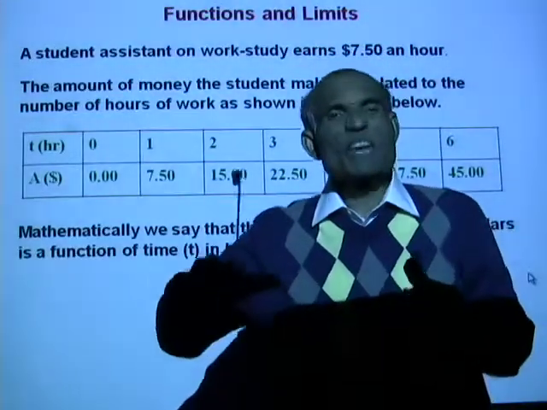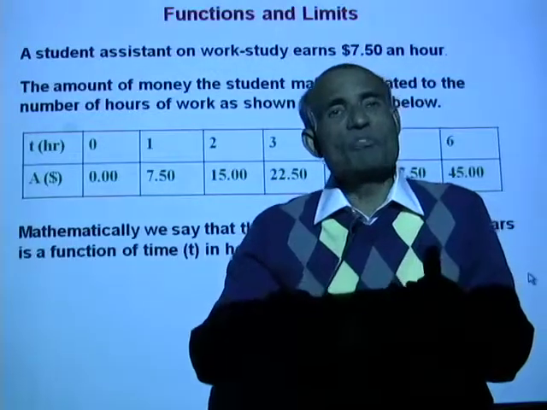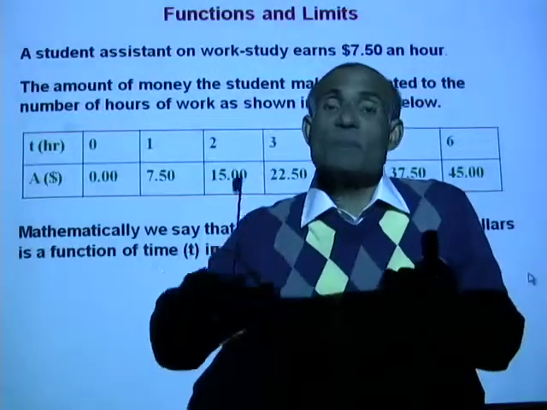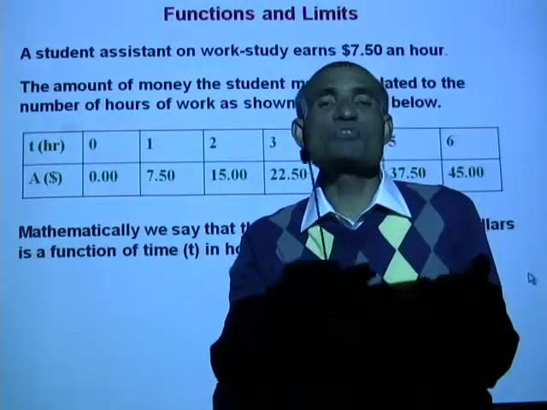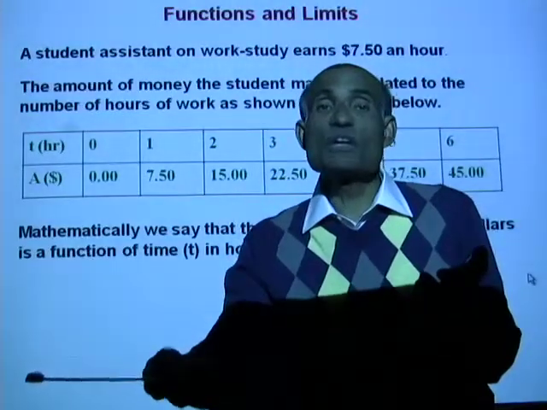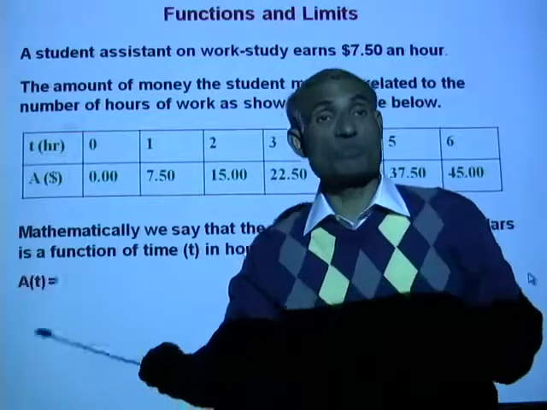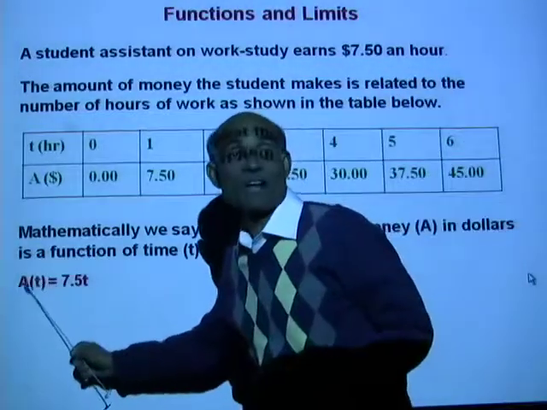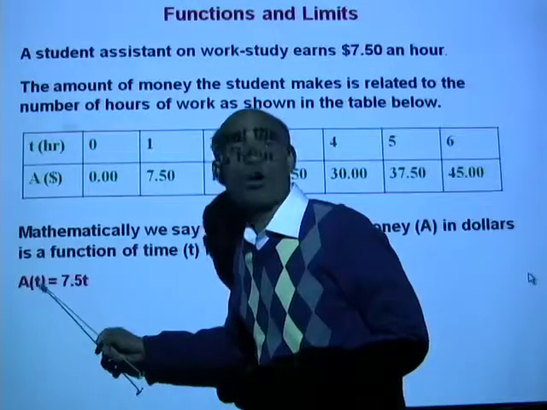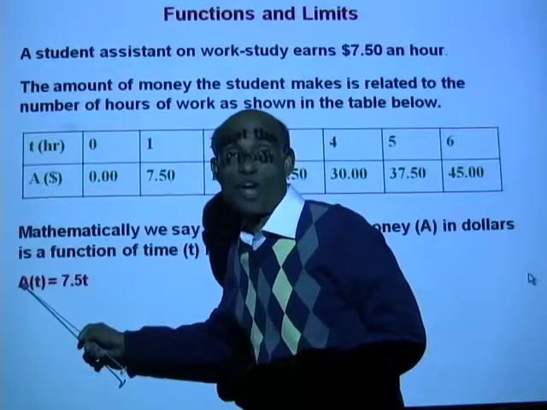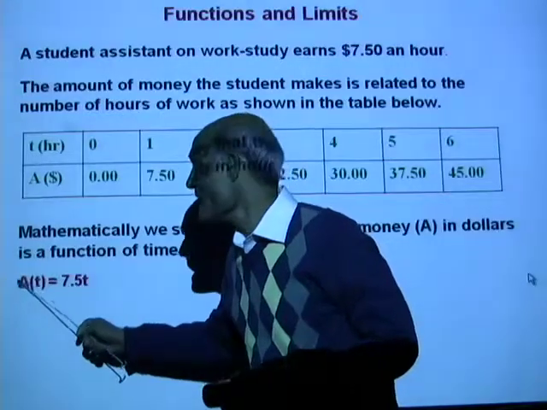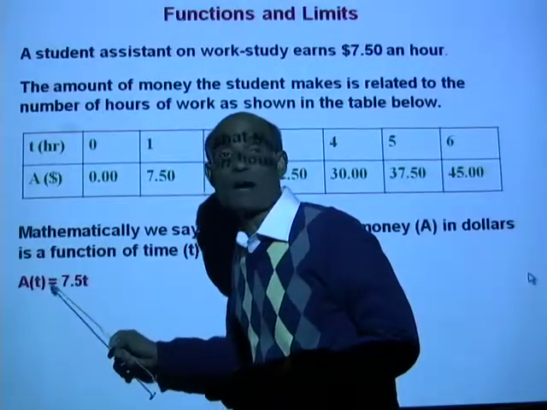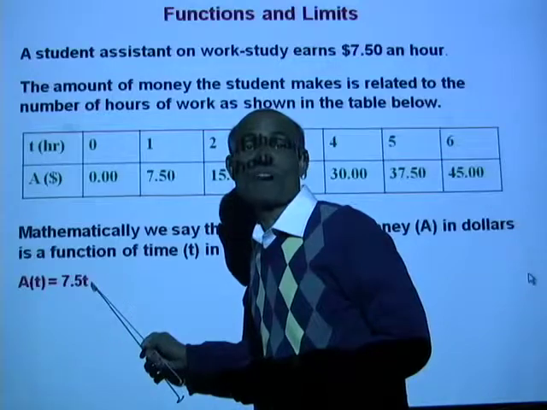What is the meaning that it is a function? That the amount of money varies. It depends. There's a direct relationship between the amount of money the student earns and the amount of hours that the student puts in. And we can write it like this mathematically: A(t). Now this is not A multiplied by t. This means A of t. A as a function of time is 7.5t.